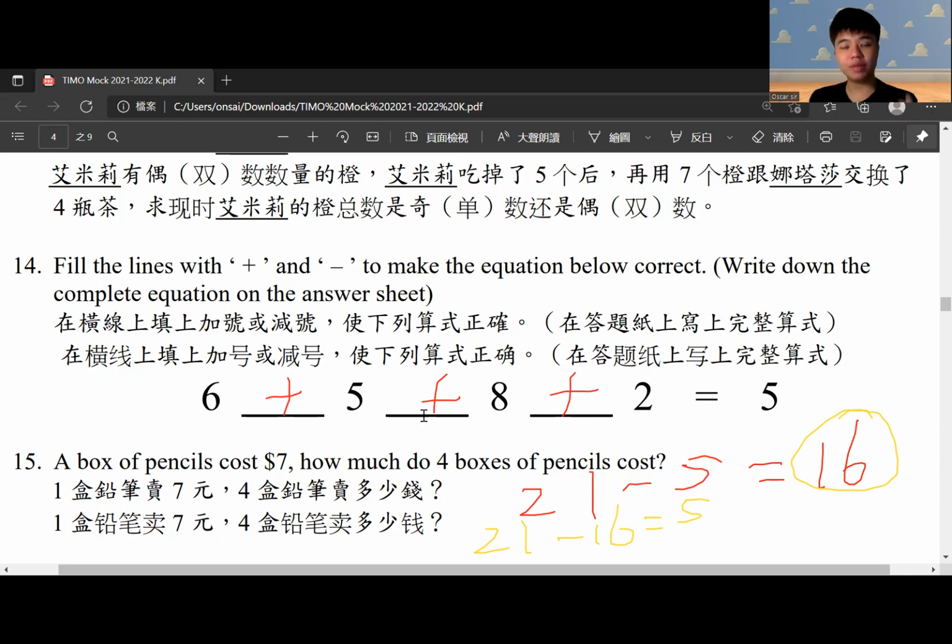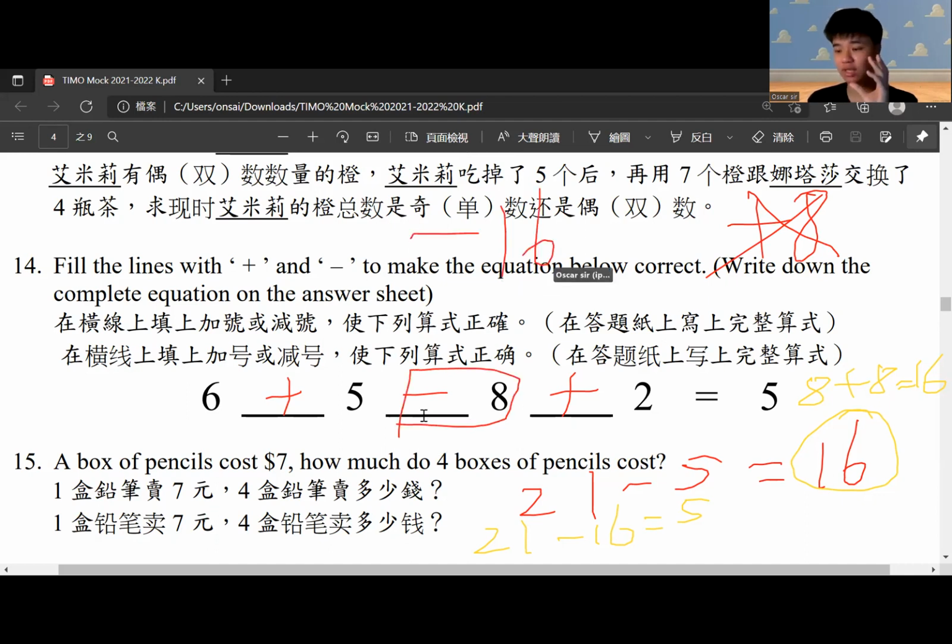Why? Because 16, we need to separate into two parts. We should do it like this: 8 plus 8 is equal to 16. So this one should minus 8. Because in this equation, when you minus 8, you are not really minus 8, you are minus 16. Why? Because originally you are plus 8, you cancel out this 8 and then you minus one more 8, so you are minus 16, right? Do you get what I mean?